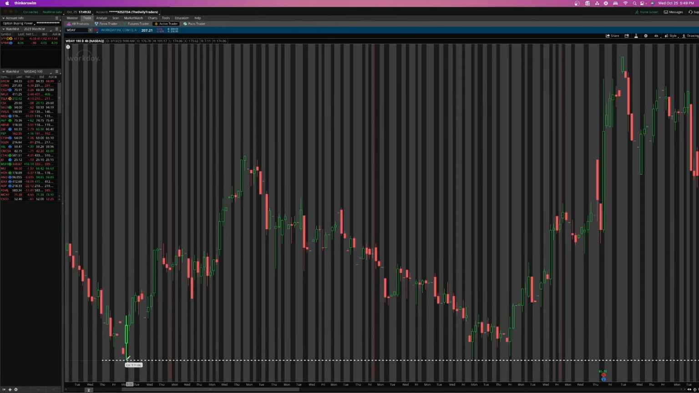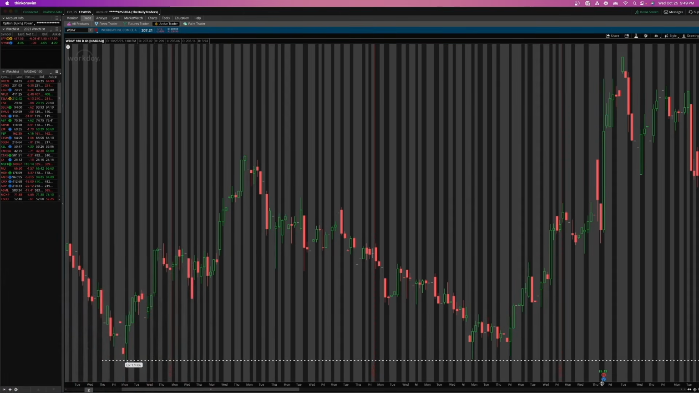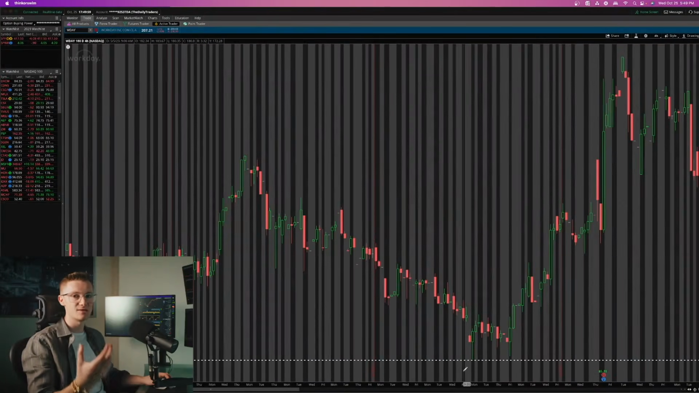So you can see tested, and then we ended up testing again. We found our floor, we moved off that level, and then this chart even tried a third time, but couldn't end up breaking this all-time low. Okay, so 3 tests of the support level, further confirmation that this level will hold.